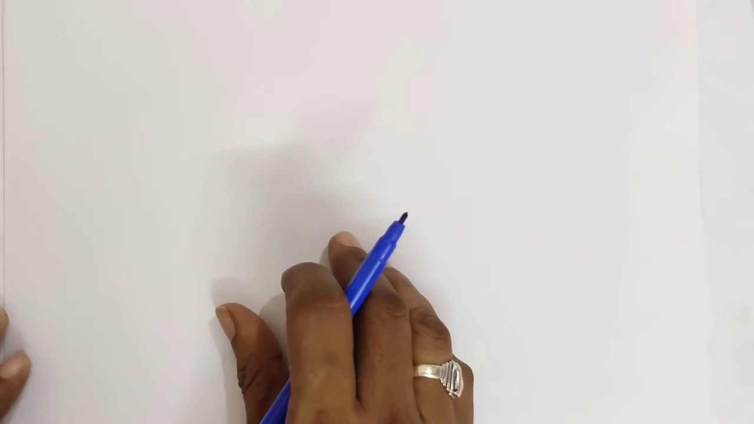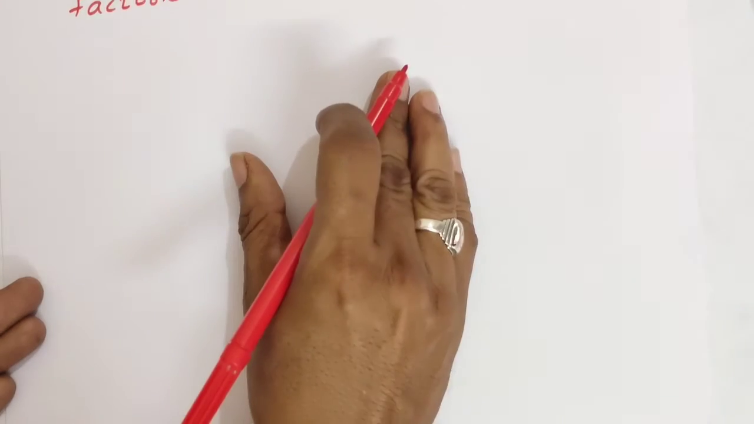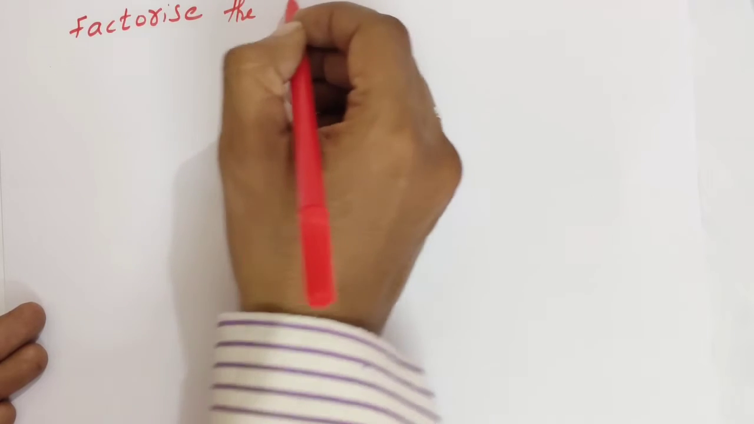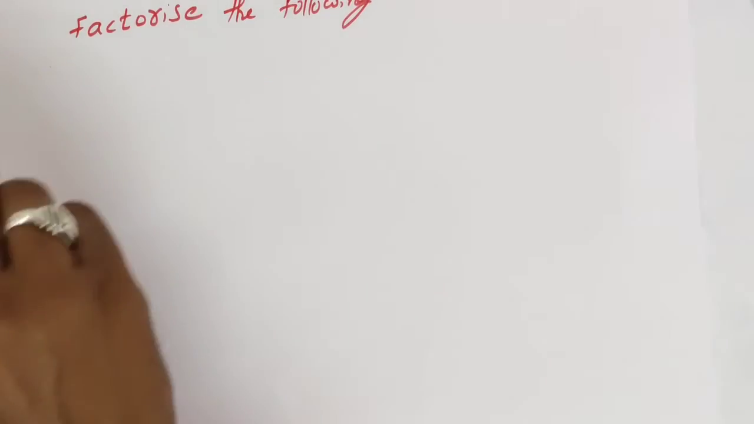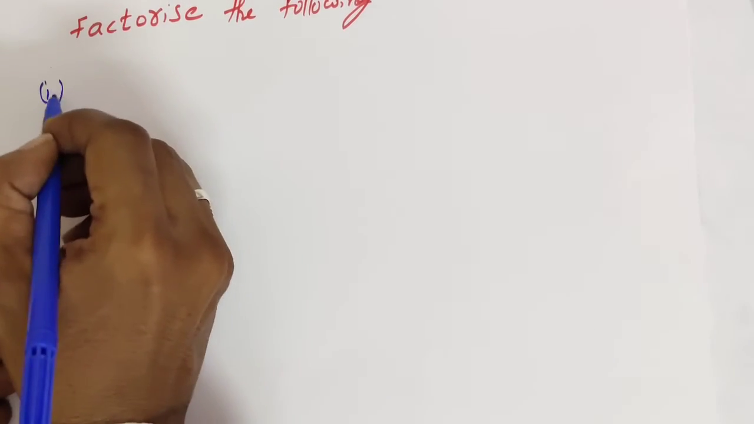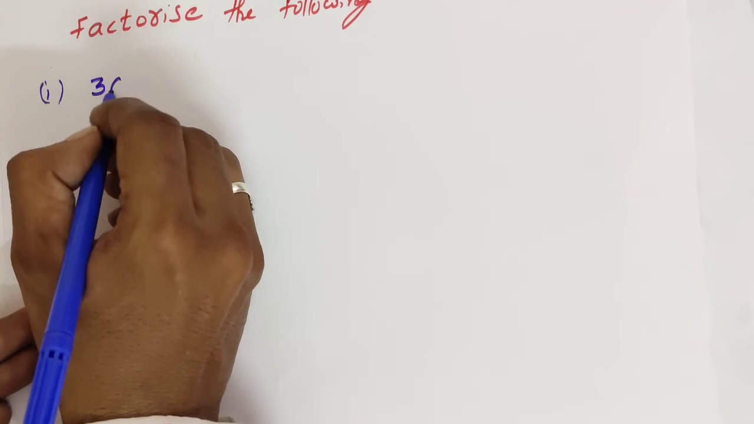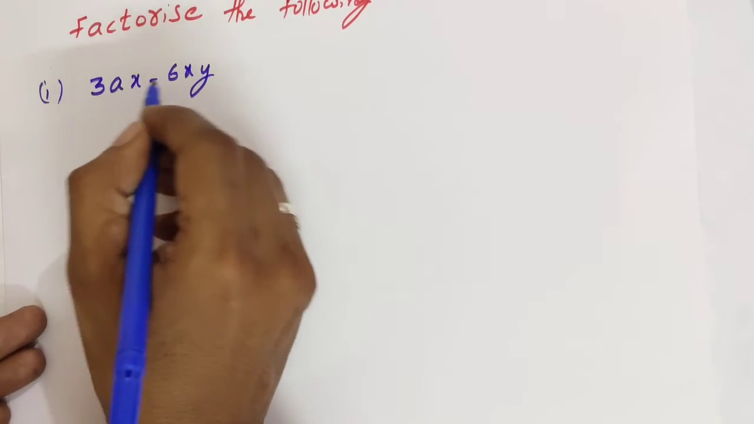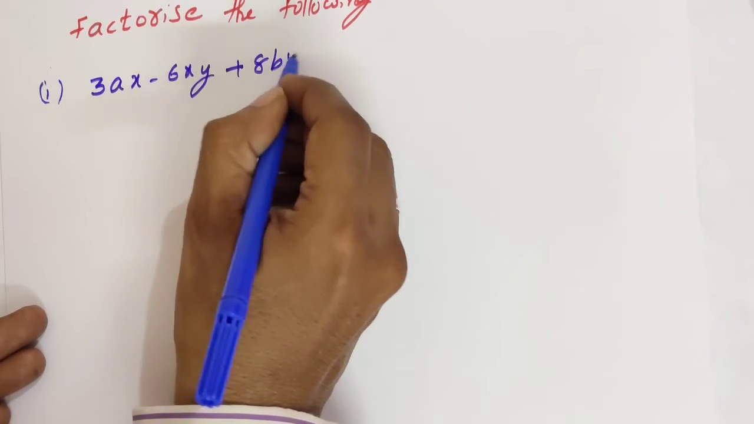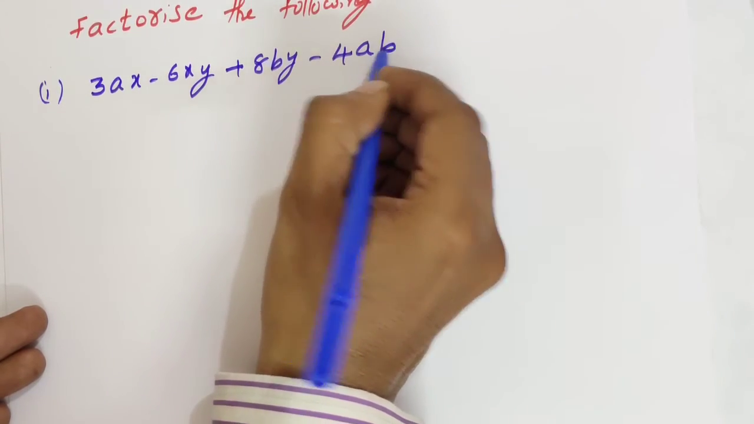Okay, now let us see one more method, that is grouping the terms. So here we have the same type of question but a different method. Factorize the given expressions. So actually we have here totally 5 sums. I will explain only 2 sums here and the remaining you do yourself. So the first one is 3x minus 6xy plus 8by minus 4ab.